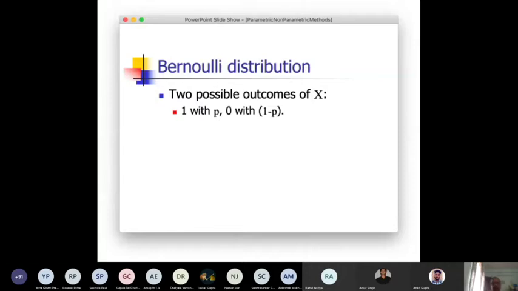So here the parameter p is the probability of x equals 1. That is the definition of the parameter. And naturally, since there are two possible outcomes, the probability of x equal to 0 should be 1 minus p.